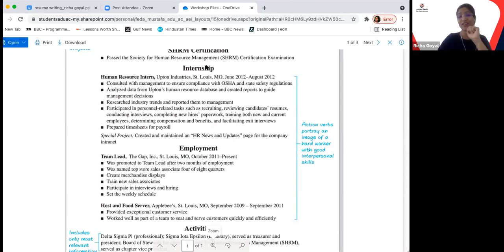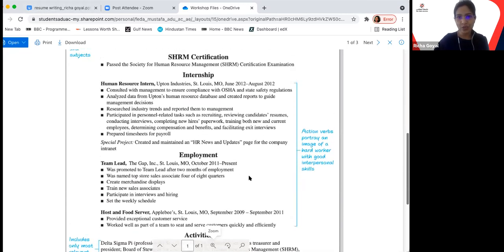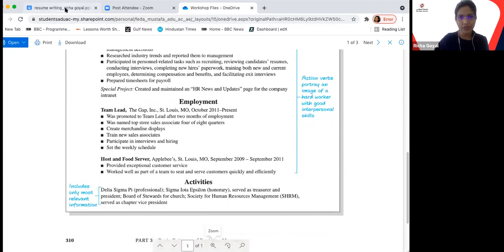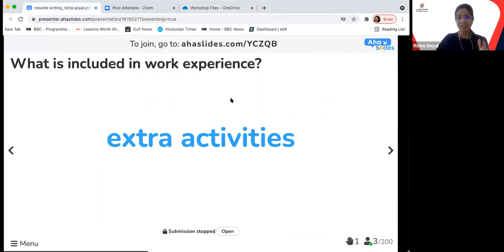All right, so next section is related to work experience. And like education, your work experience should also be in reverse chronological order, which means beginning from the most recent first, and then you move back. All right, so here you can see Julia's CV. What are the sections that go in work experience?